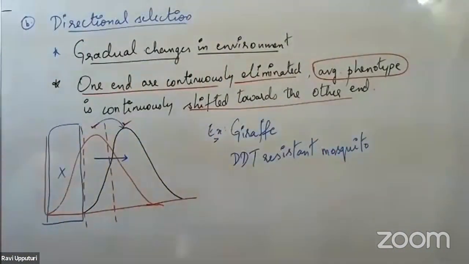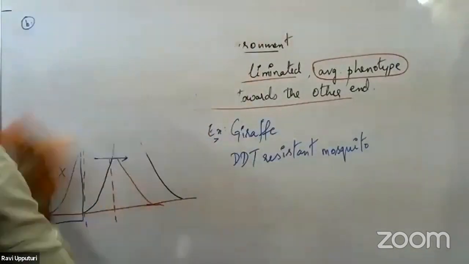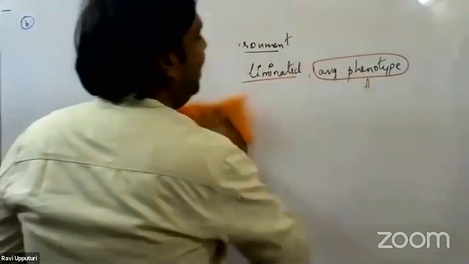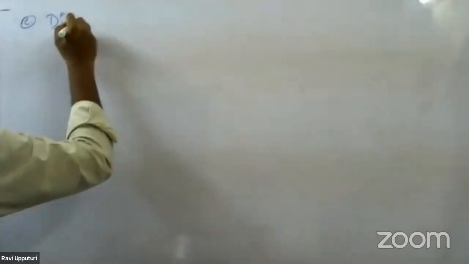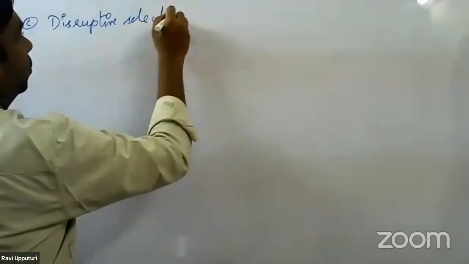Now let's take up the third type of selection. The third type of selection we'll be taking up is called disruptive selection, or it is also called centrifugal selection. So C would be termed disruptive selection, or also called centrifugal selection.